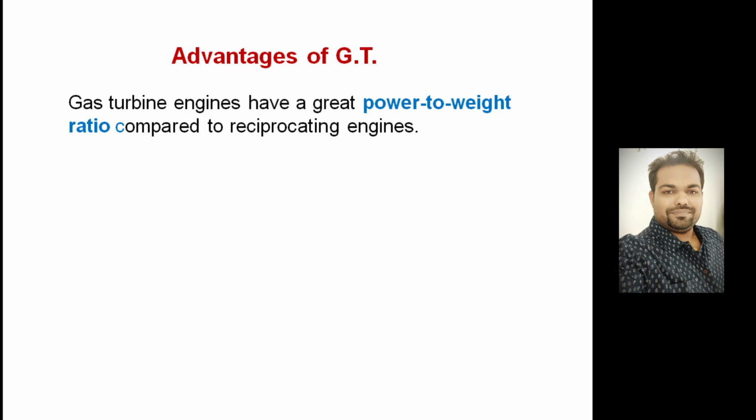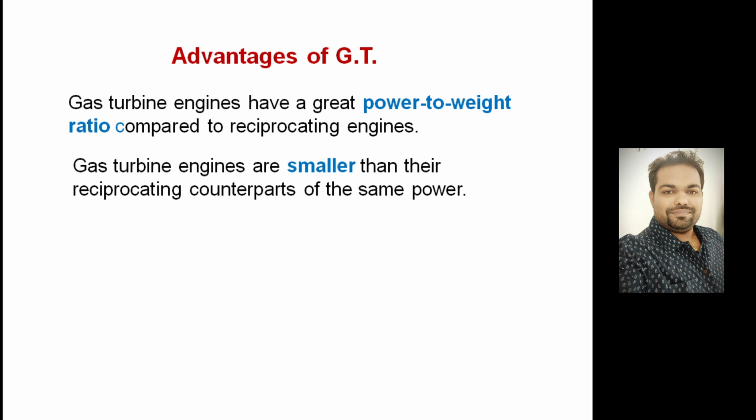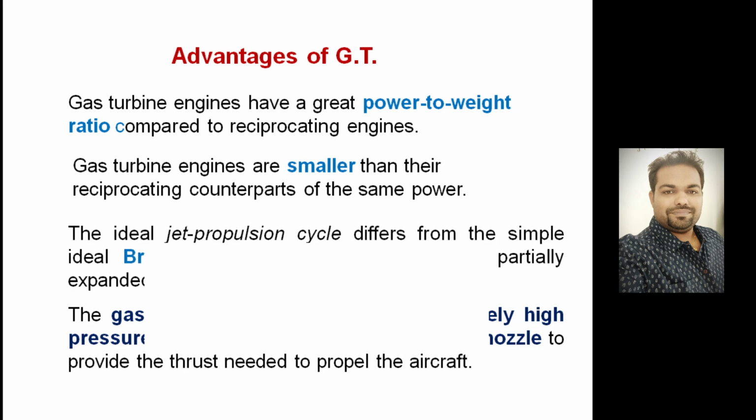Gas turbine engines have a great power to weight ratio compared to the reciprocating engine. Second advantage, reciprocating engines have too many reciprocating parts which will lead to larger vibration issues, right? And the operation will not be smooth, but in a gas turbine the operation is smooth. So gas turbines are smaller than their reciprocating counterpart of the same power.